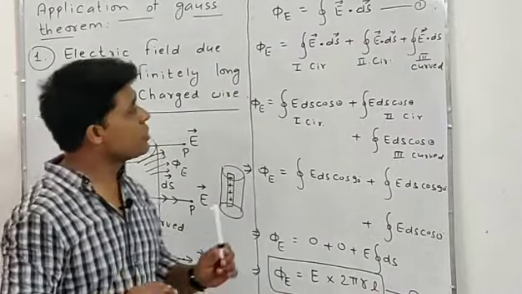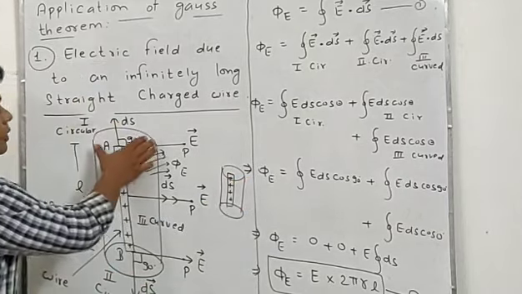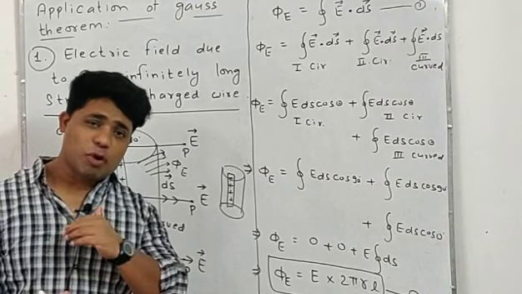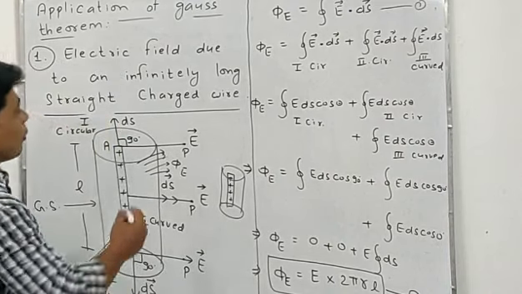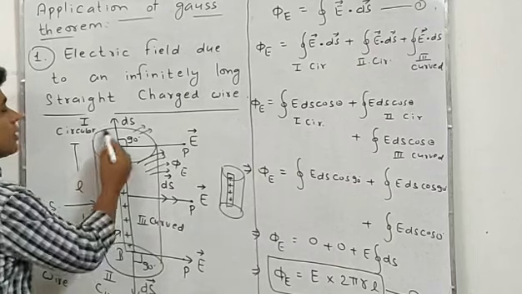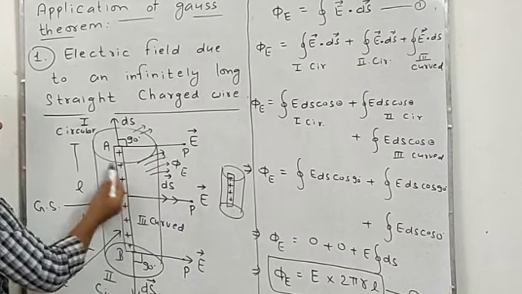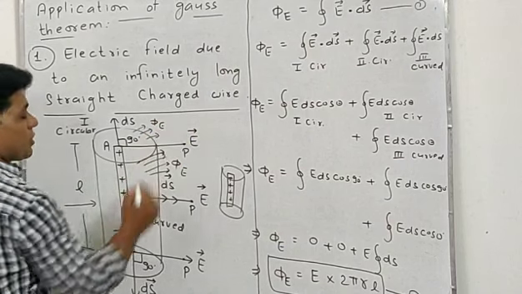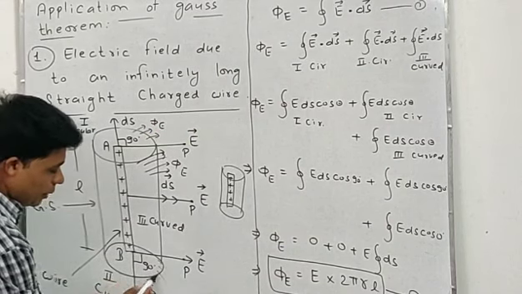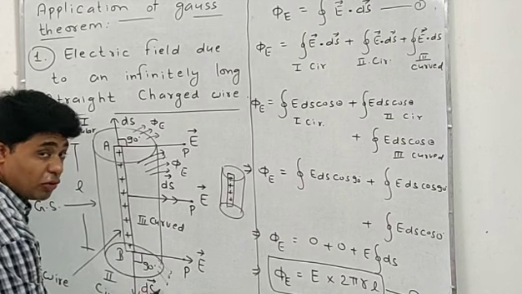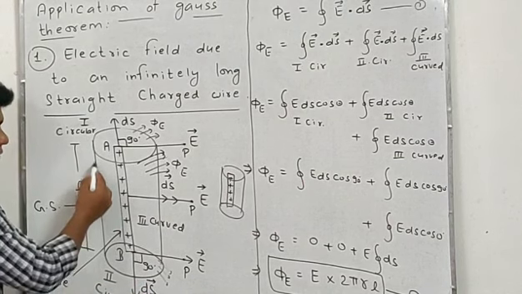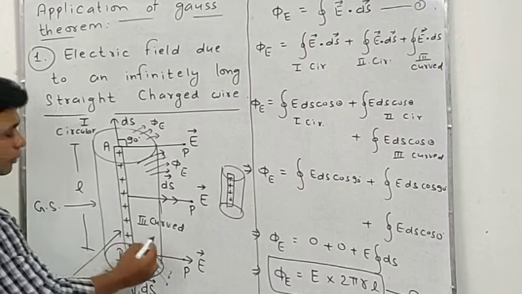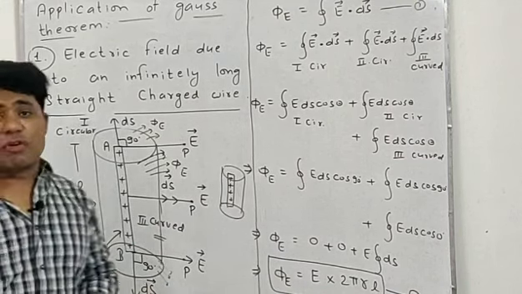Now students, see, this cylindrical surface has 3 portions. Flux will release from 3 different paths. We'll assume this as the first circular path, which releases electrical flux. This is the second circular path, which also releases electrical flux. And the third and last one is this curved path, which also releases electrical flux.